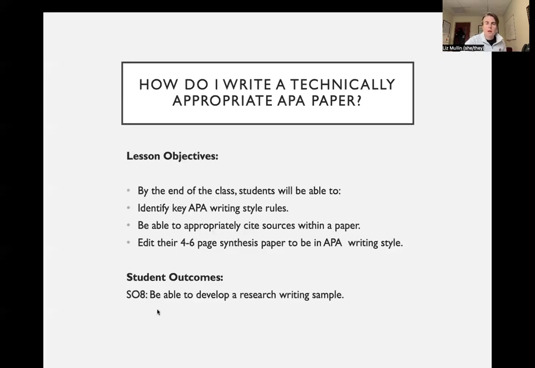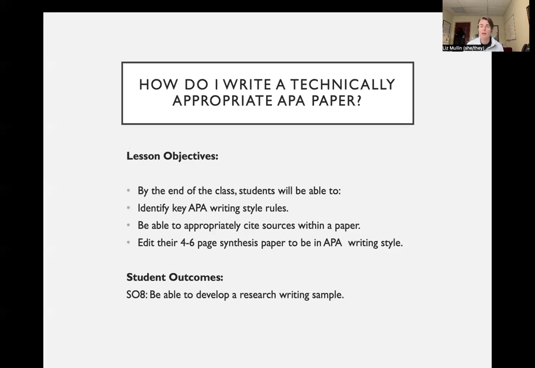Hello. I am going to talk today about, sorry, I'm trying to get the Zoom table off.